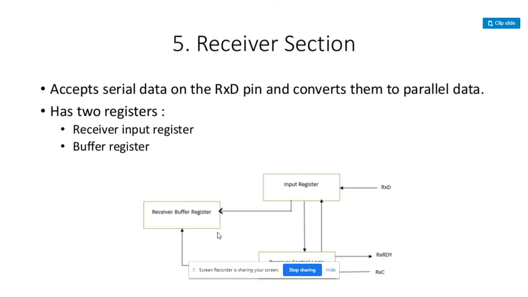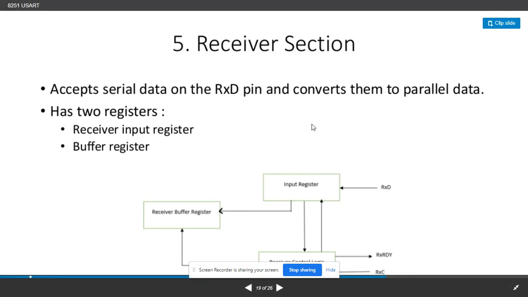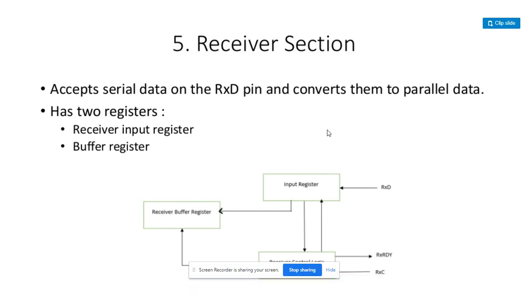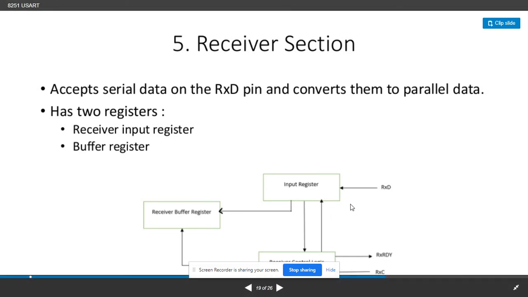Here is the transmit section. Here is the receiver section that accepts the serial data on the receive data signal and converts it to parallel data, because at the receiving end the data will be fed to the microprocessor, and the microprocessor is a parallel device. Therefore, it has two registers. One is called the receive input register, and the second one is called the buffer register. So this is the receive buffer register, and this is the input buffer register.